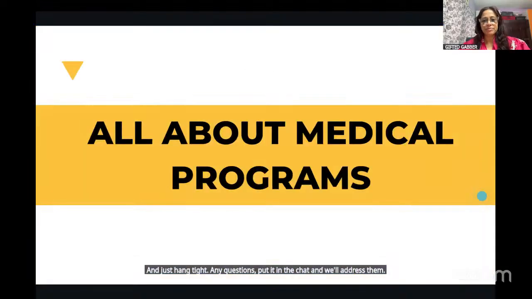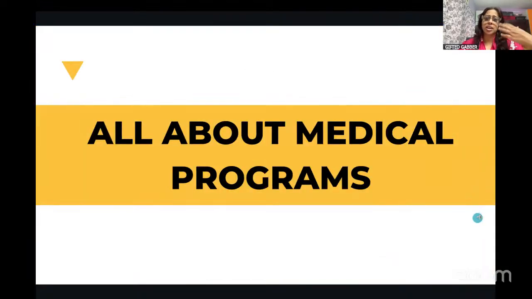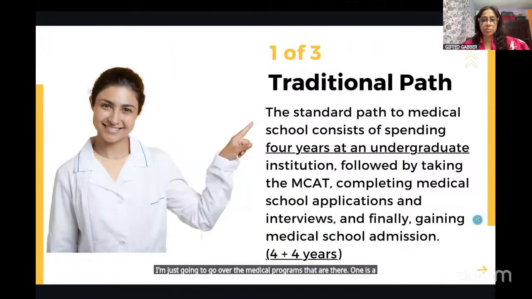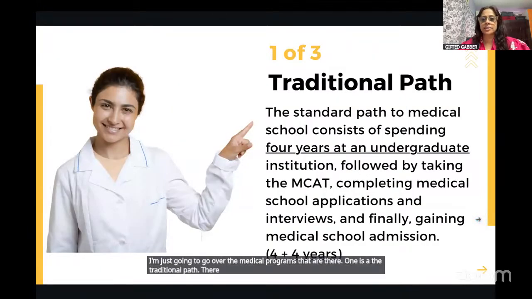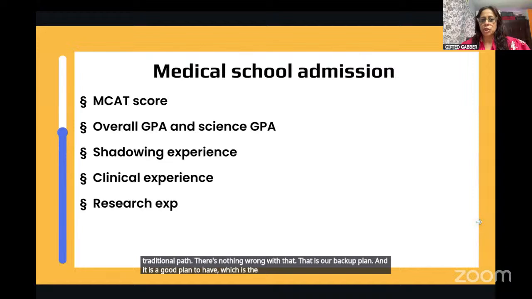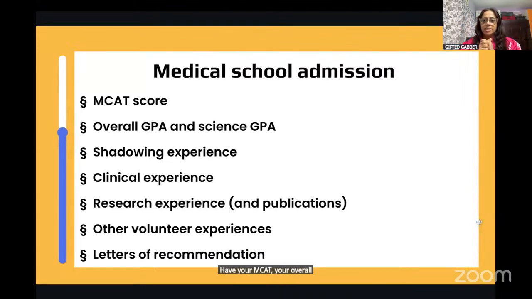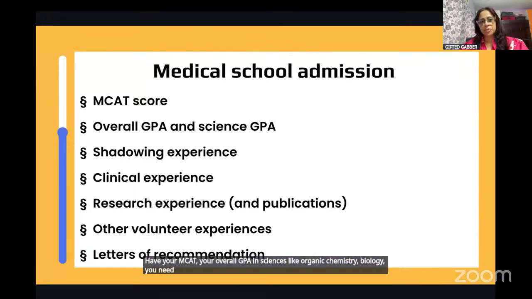Okay. I'm just going to go over the medical programs that are there. One is the traditional path. There's nothing wrong with that. That is our backup plan, and it is a good plan to have, which is the traditional route where you need to have your MCAT, your overall GPA in sciences like organic chemistry, biology. You need to have shadowing experience, clinical experience, research, volunteering, and letters of recommendation.